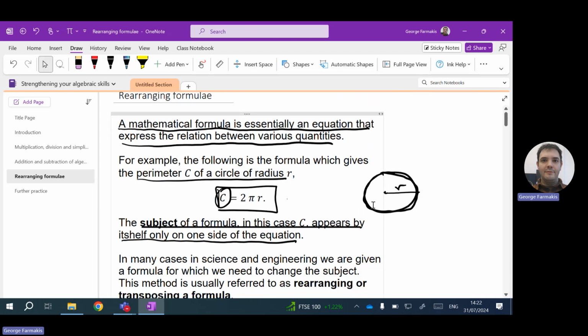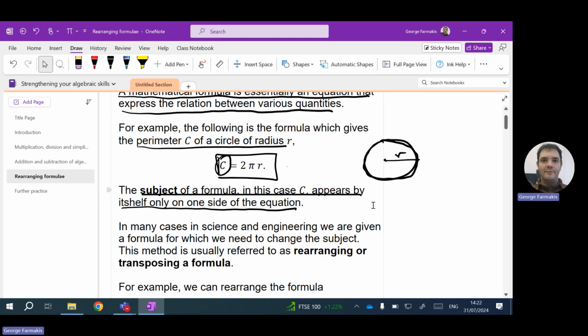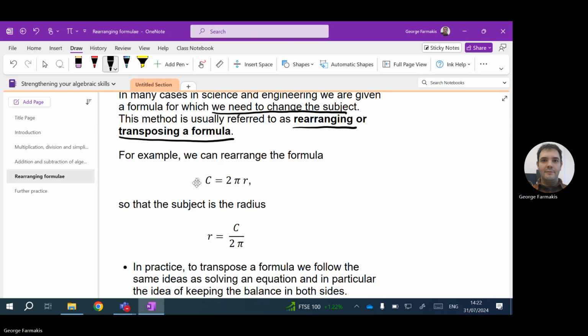However, in many cases, we are given a formula, but we need to rearrange it, or we need to change the subject. And to change the subject, we rearrange or transpose the formula. So for example, if we want to rearrange the formula for the perimeter of a circle to make the subject the radius, we can write it as r equals the perimeter over 2 pi.